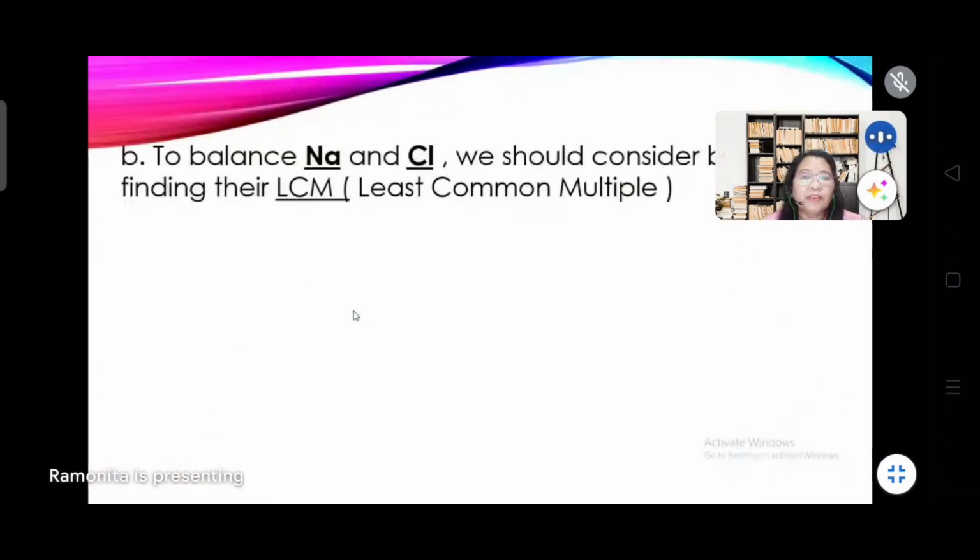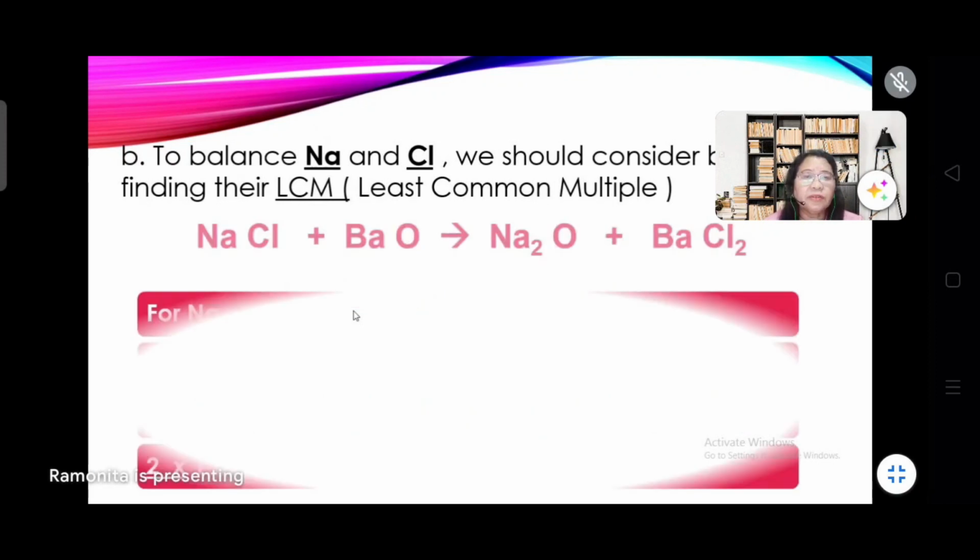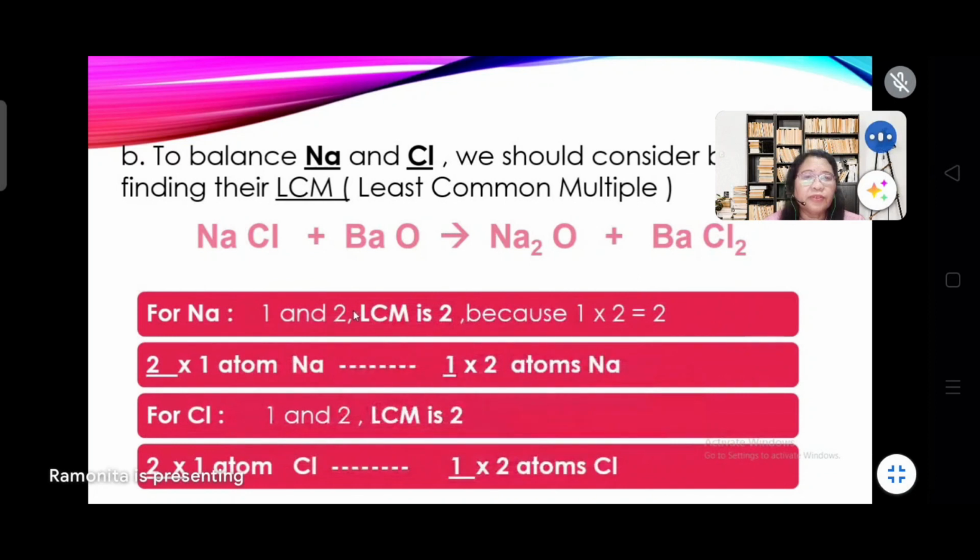To balance sodium and chlorine, we should consider finding their LCM. In mathematics, LCM means the least common multiple. With the same equation, let us now try to use the LCM. For the sodium, we already identified that there is one atom in the reactants and two atoms in the product. So getting the LCM, it is equal to 2. Why? Because 1 times 2 is equal to 2.